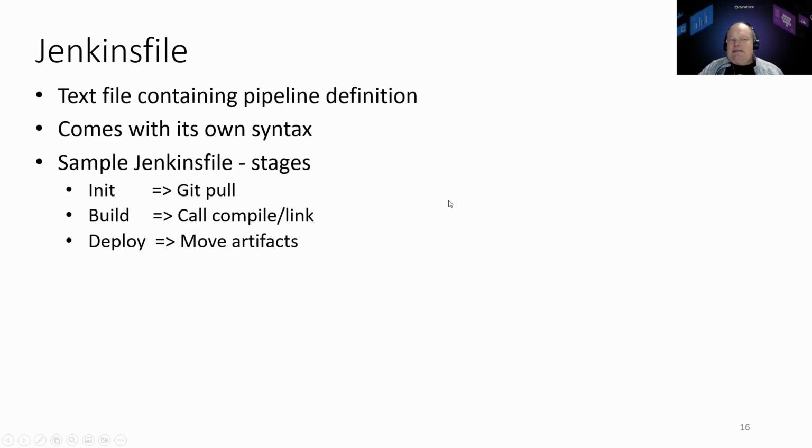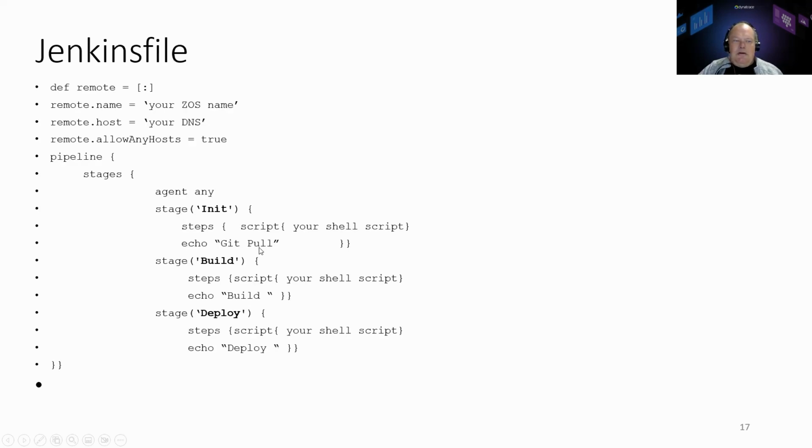Jenkins has a basic Jenkinsfile. This is a text file containing the pipeline definitions. It has its own syntax, as does everything that we ended up working with. A sample Jenkinsfile, a simple one, is like init, build, and deploy. So here's what a Jenkinsfile would look like. If you're setting up Jenkins for the first time, you'd put in your name, your host, and then your pipeline stages. And like an init, this would be like your Git pull. Your build would actually run your build shell scripts on USS, and then your deploy would actually put your artifacts wherever you want them.